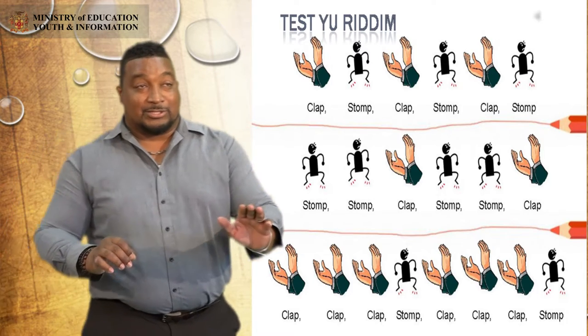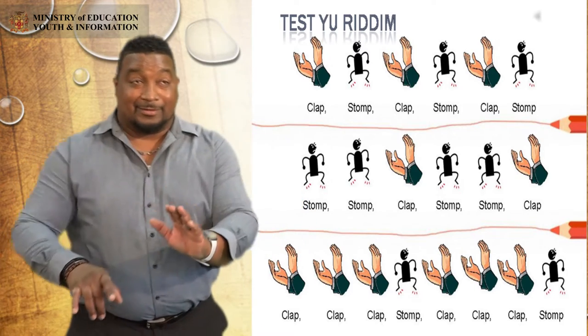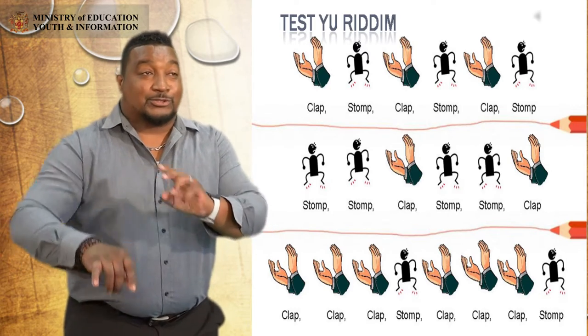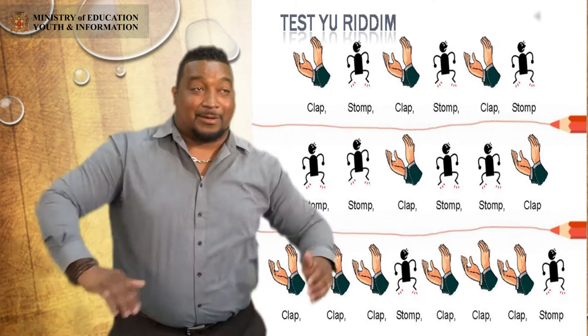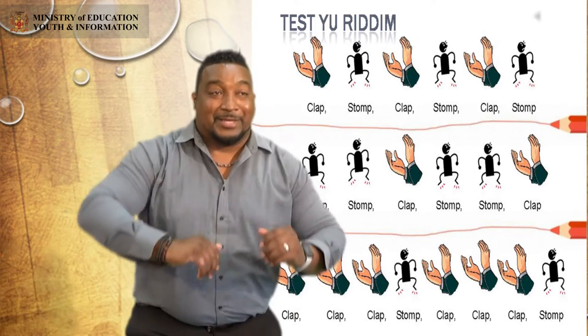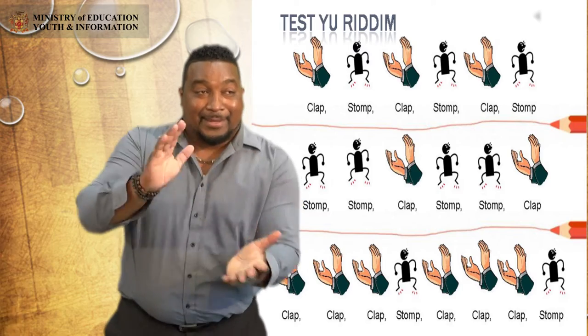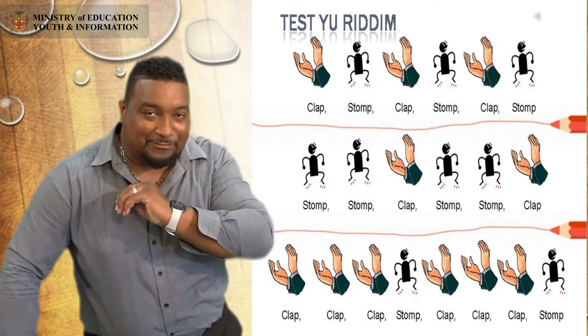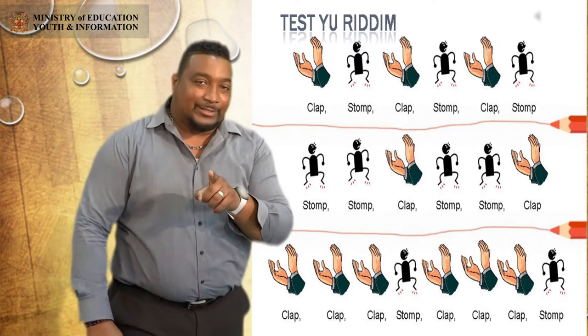All right. So I'll cue in. One, two, one, two, three. Let's go. And stomp, stomp, stomp, stomp, stomp. How many of you made it? Don't tell any untruth, you know.